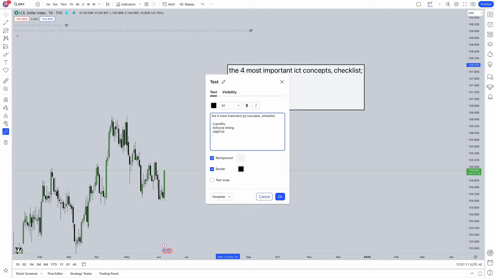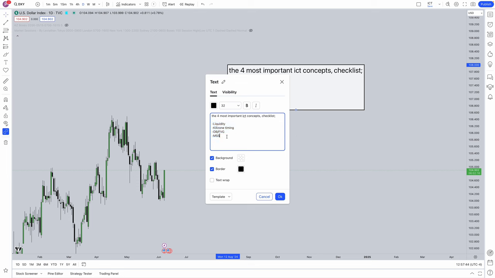Now, lastly, so we've got liquidity, we've got kill zone timing, we've got order block. And then lastly is going to be a market structure shift. Now, the market structure shift is going to be your key to start looking for an entry. Again, I'll be breaking this down shortly. But this is what is going to spark that hunt mode inside of you to start looking for an entry. So these four are the most important ICT concepts, in my opinion, when trading.